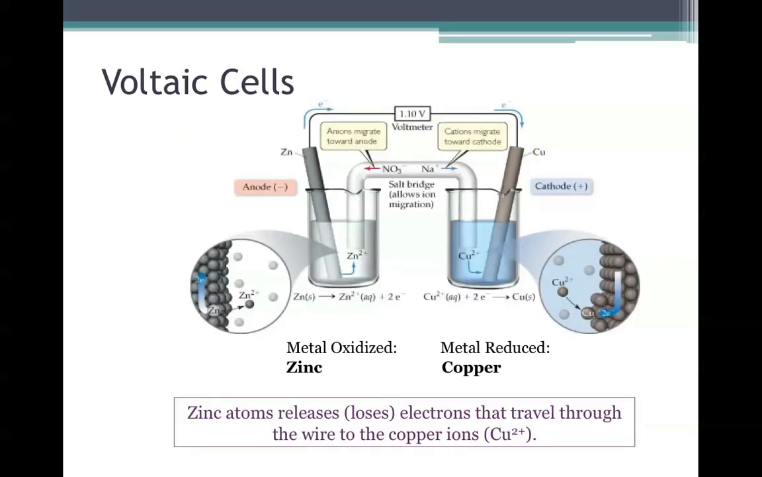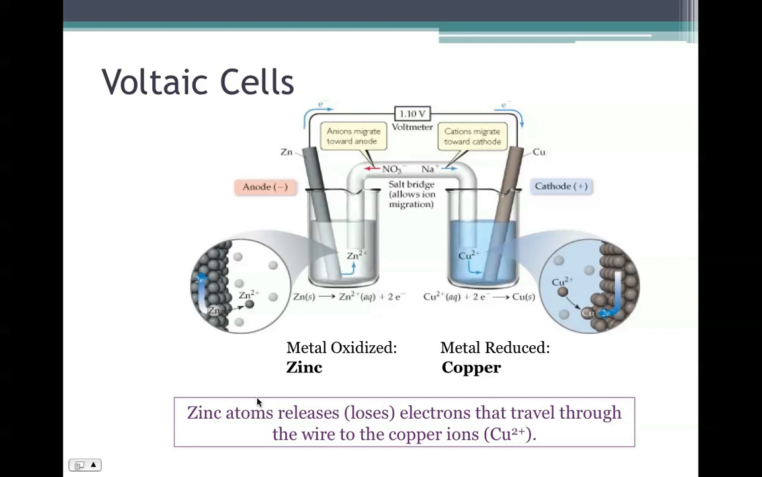Now, a voltaic cell has many working parts, such as you can see in this diagram: a voltmeter that measures the flow of electrons, a salt bridge, and electrodes. But let's first look at the two reactions taking place, and each container is referred to as a half cell. We've talked about half reactions. Oxidation is going to occur in one half cell, and reduction will be occurring in the other half cell. Zinc here is getting oxidized, and this is going to be referred to as an anode. We'll talk about that in a minute. And then copper, which is gaining electrons in its half cell, is the metal that's getting reduced.